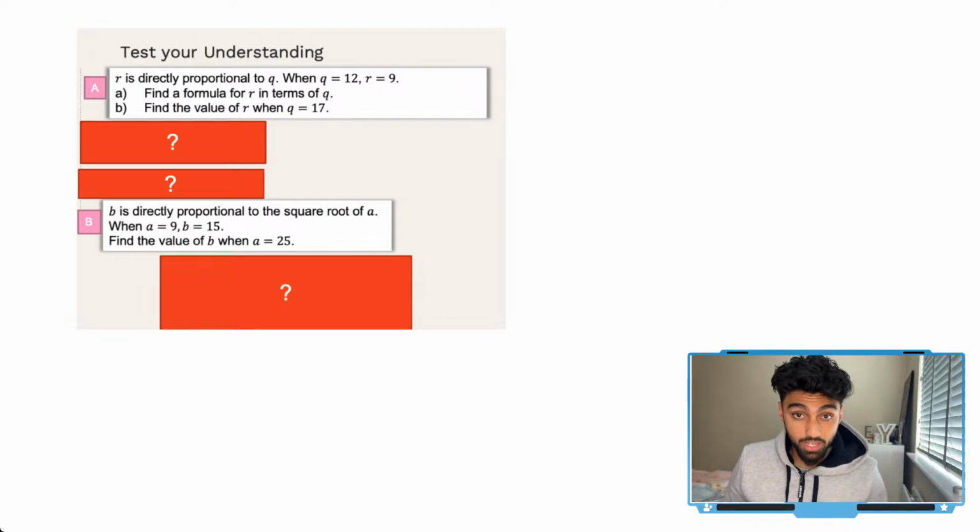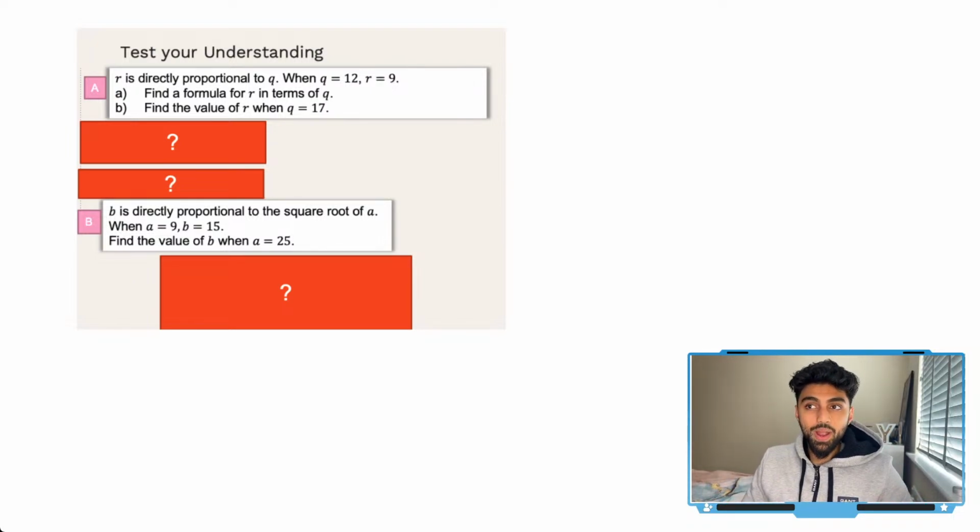Even though it's R and Q this time, you can imagine them to be the same as Y and X. Nothing changes really. It's just that they're different letters. Okay. Have a go at A, as I reckon that's relatively straightforward.